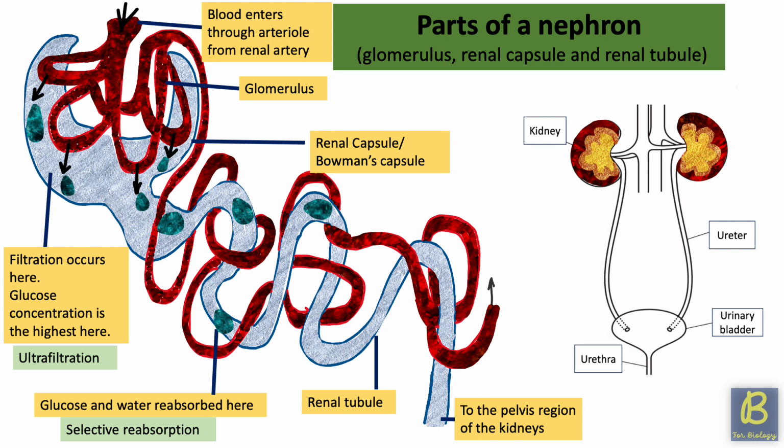During this journey of the waste materials and water, the blood is purified, and this blood, which is clean from the impurities and toxic materials, travels to the renal vein. And water with waste materials enter the pelvis region of the kidneys and later the ureters and finally leave as urine out of the body.